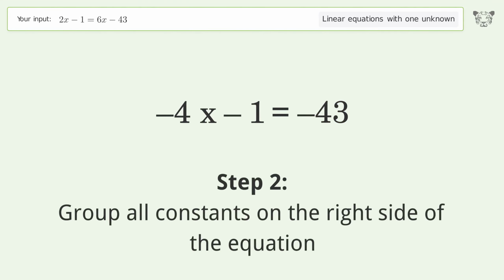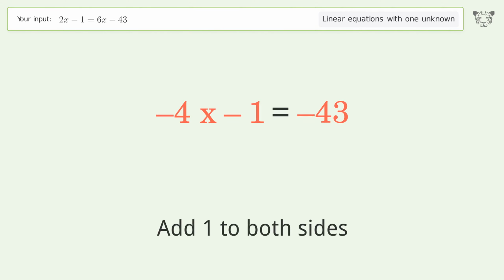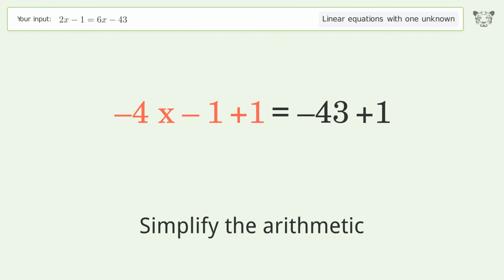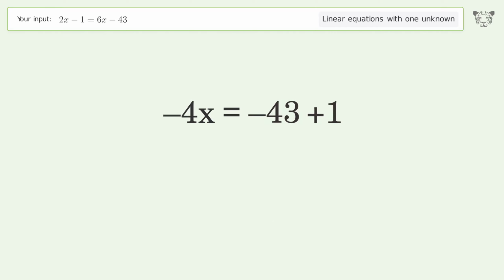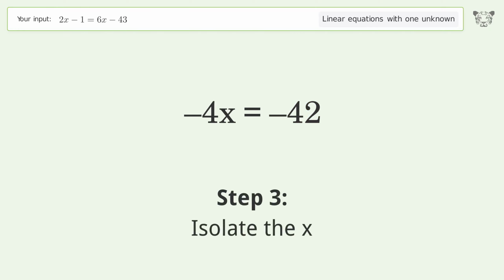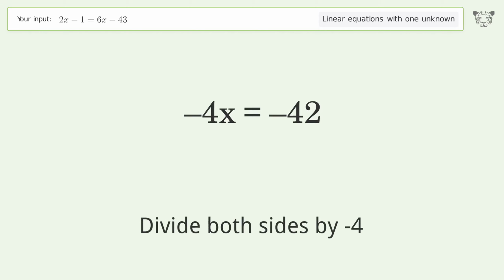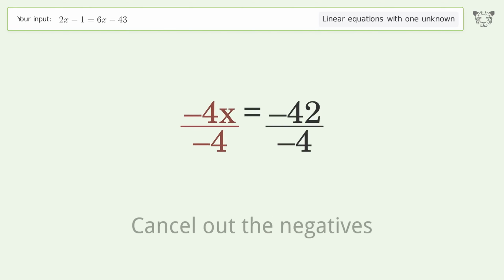Group all constants on the right side of the equation. Add 1 to both sides. Simplify the arithmetic. Isolate the x. Divide both sides by negative 4. Cancel out the negatives.